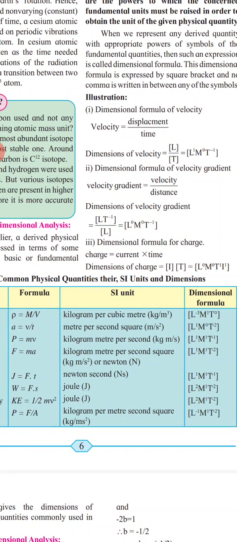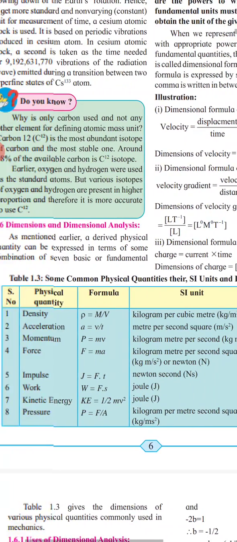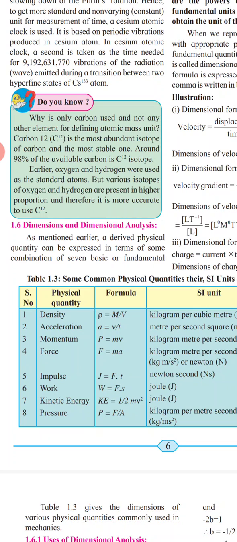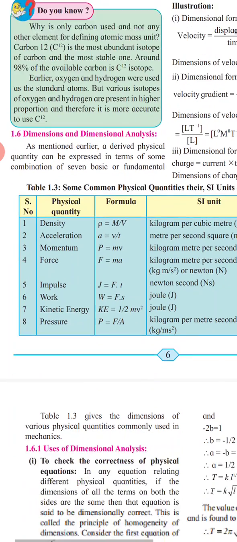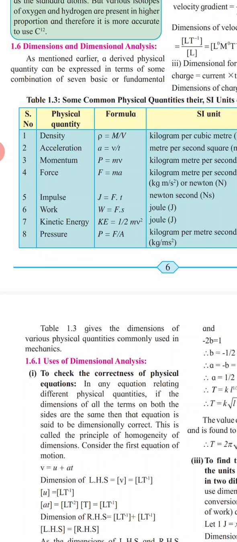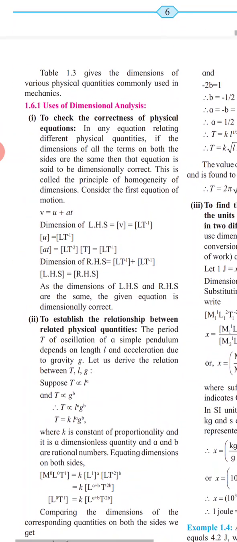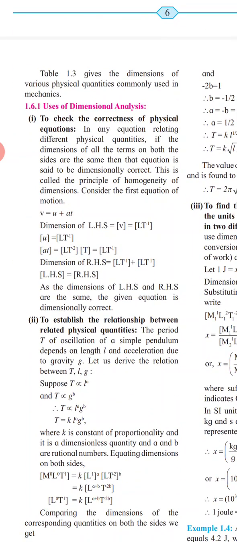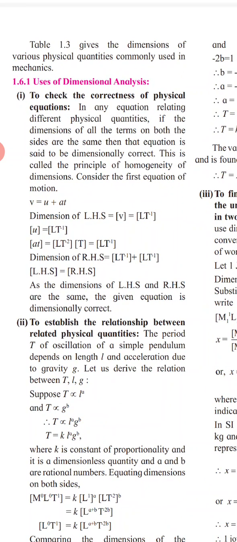In this way you can calculate the dimension, which is a very easy way. Now we have to see the second part, that is dimensional analysis. When we see the analysis, we have to derive some terms, so let us see it one by one. First, to check the correctness of a physical equation. What is correctness? Correctness means whether the terms on the LHS and RHS are correct or not; that is what we have to check.